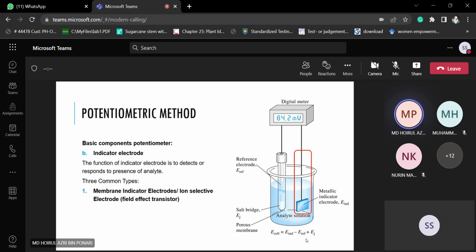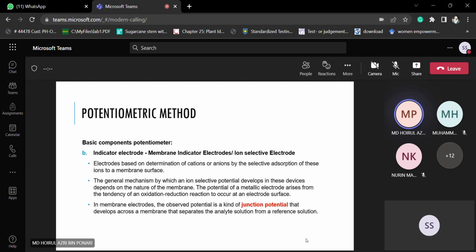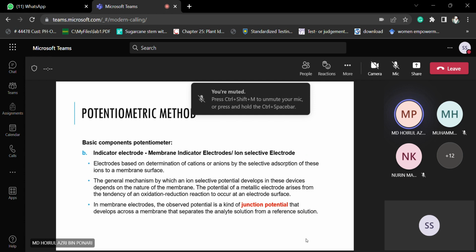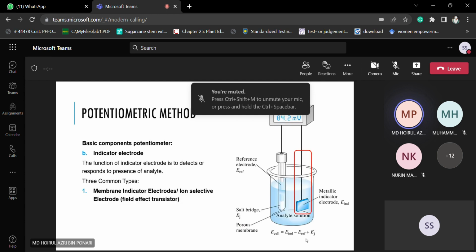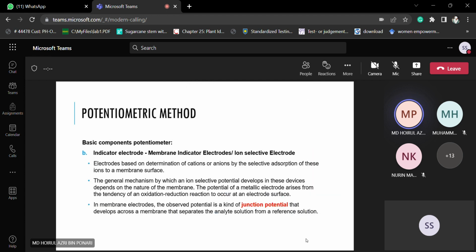Okay, so what is ion selective? Later I will explain what an ion selective electrode is. Okay, so the indicator electrode determines the concentration of ions based on selective absorption of ions on the membrane surface. Okay, so this is how the ion selective electrode determines the concentration of ions in the solution.